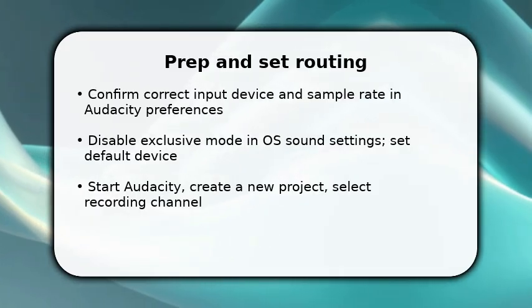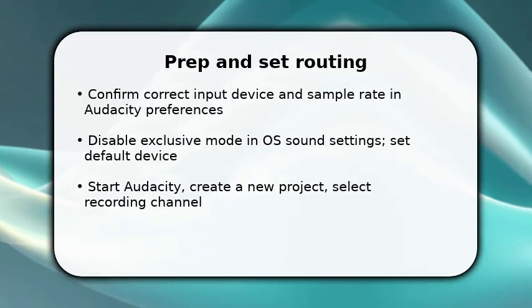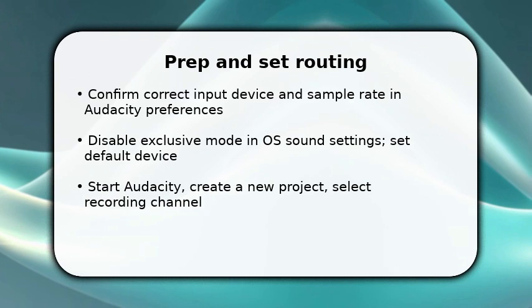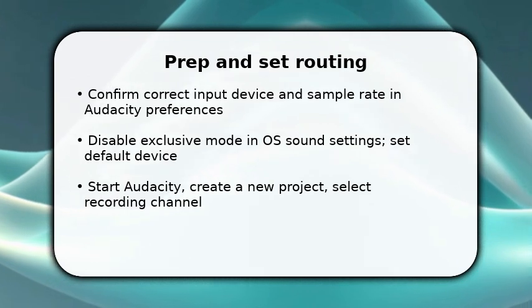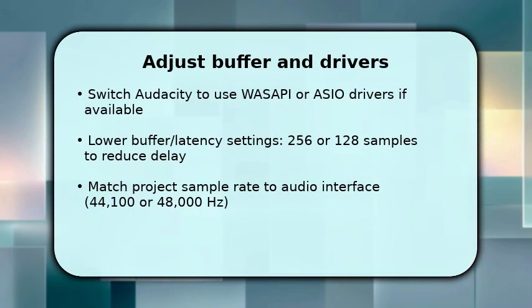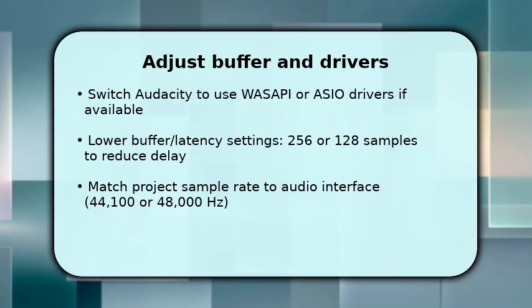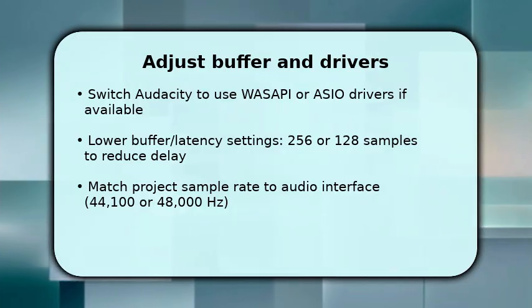Once done, create a new project, choose the correct recording channel, and arm recording so signals route cleanly into Audacity without added latency. Now you adjust how Audacity talks to your hardware. In Preferences Devices, select ASIO on Windows or Core Audio if you have a compatible driver. These reduce latency compared to MME.